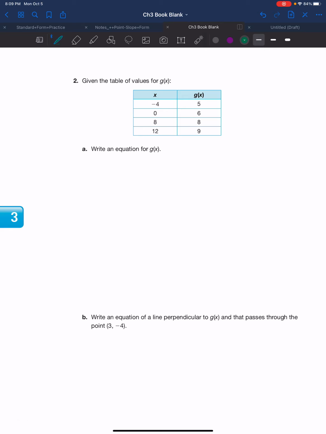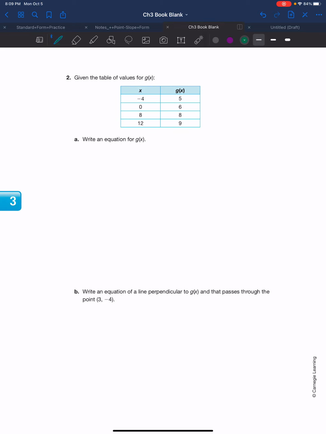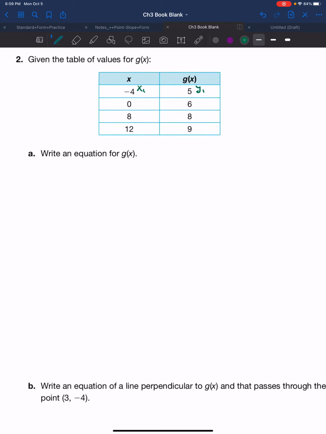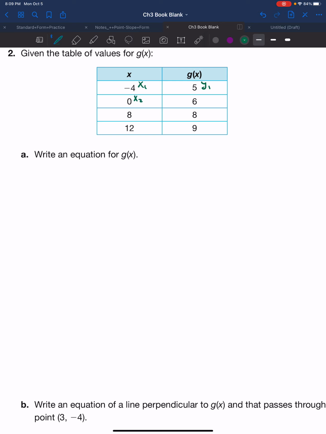The next example that we will do is going to have us write an equation that is perpendicular to the line that we write first. So now we're given a table of values for g of x. And from this table, in order to write an equation, we need to find the slope. So I'm going to pick -4, 5 as my x1, y1, and 0, 6 as the x2, y2.